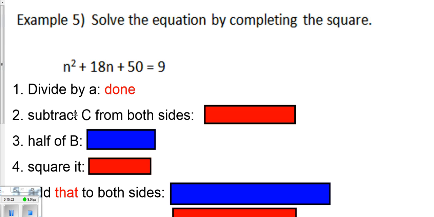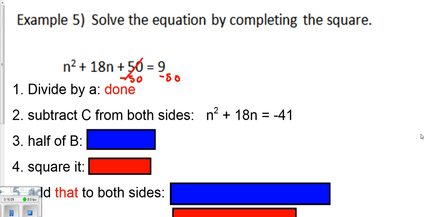Step 2, subtract c from both sides of the equation. So what does that look like? We're subtracting 50 and subtracting 50. This minus 50 is going to cross out. 9 minus 50 is going to become negative 41. So we've got x squared plus 18n all alone equals negative 41.